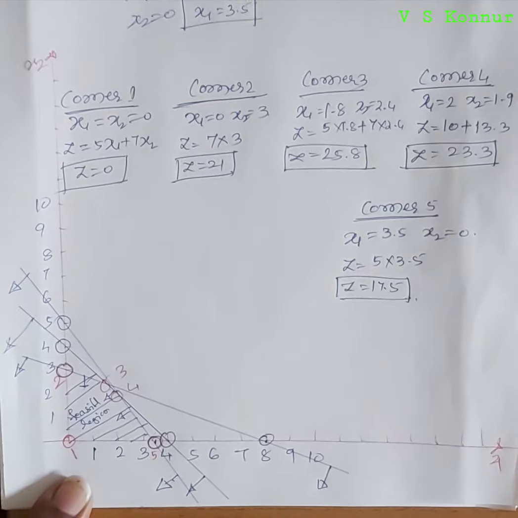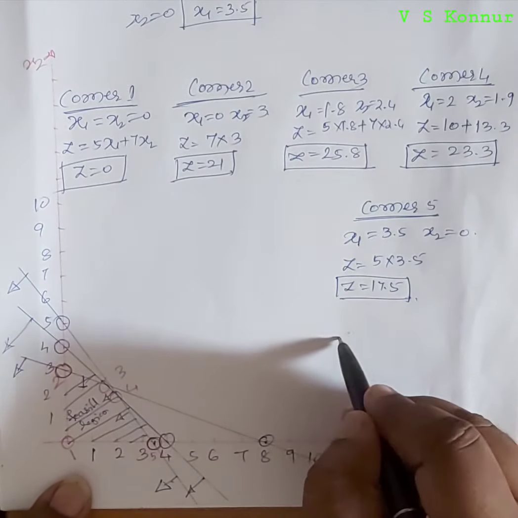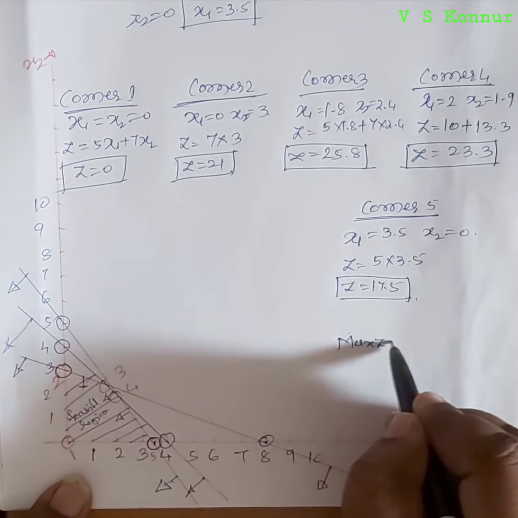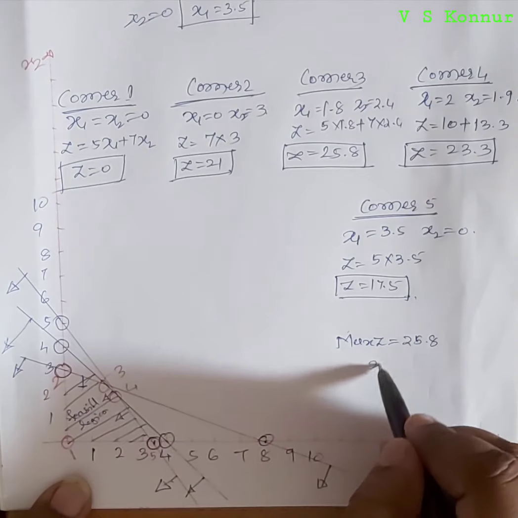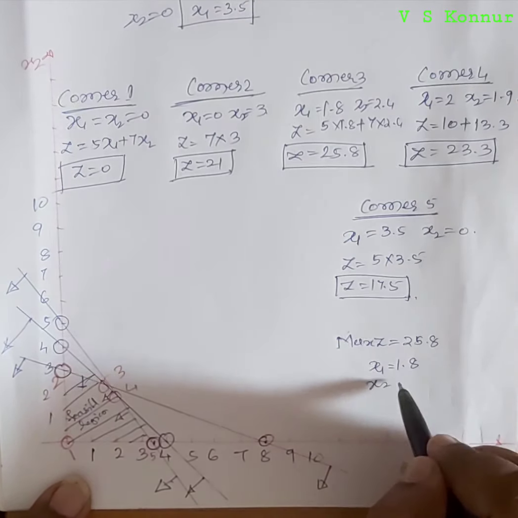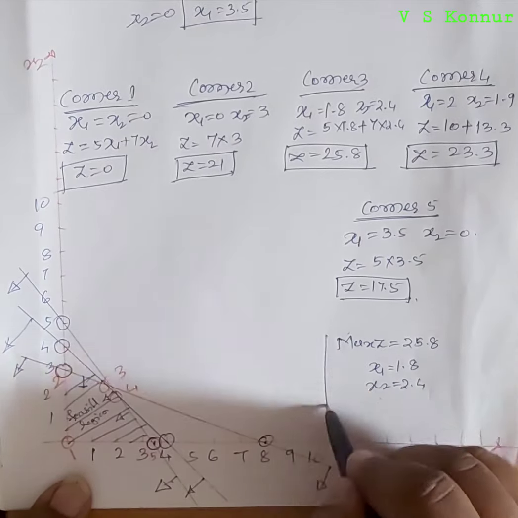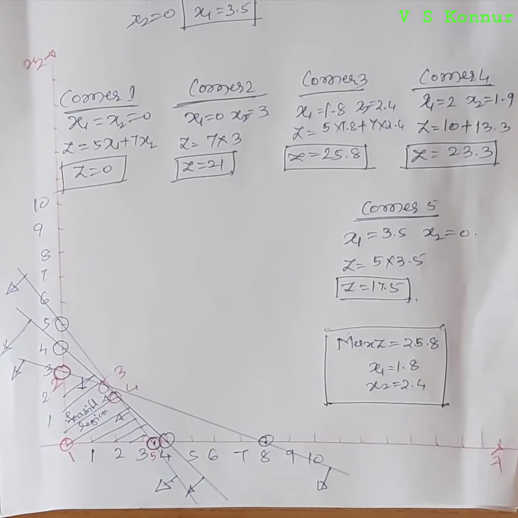So this is a max of z problem. So we have to take the maximum, that is max of z is equal to 25.8, in which x1 is equal to 1.8, x2 is equal to 2.4. This is the approximate value I have written. From the graph you will get the exact value. This is how you have to solve this problem.